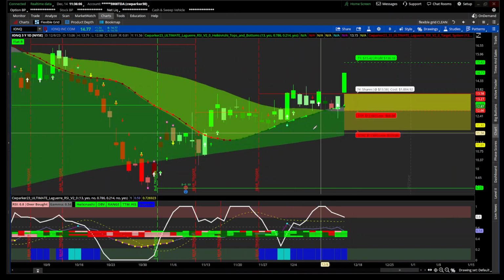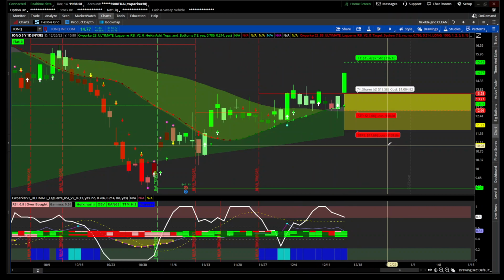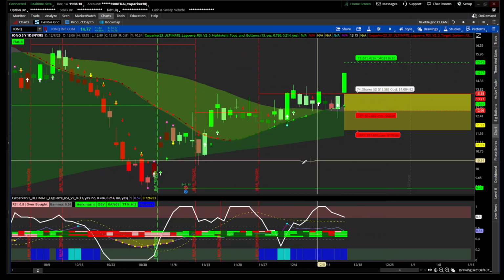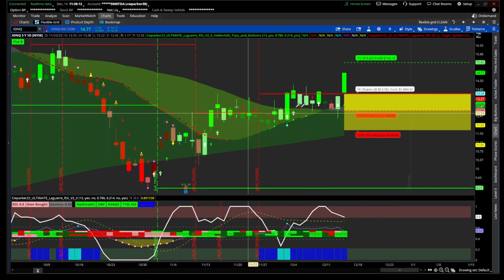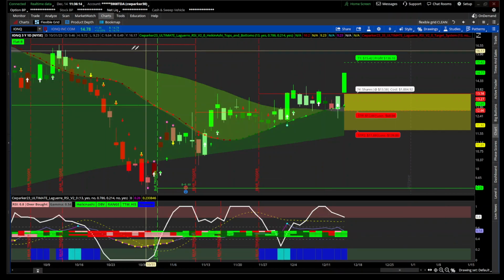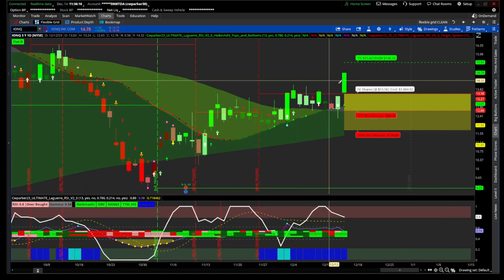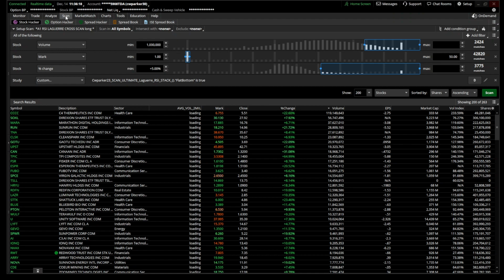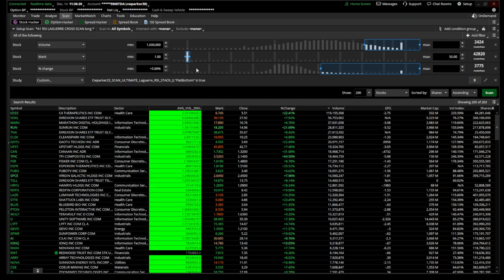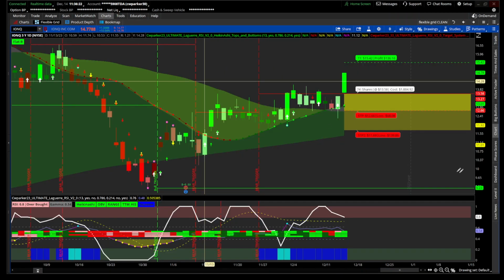But that's the indicator, and this is IONQ breaking above its resistance zone, and it has a flat bottom. So anything with a flat bottom, but anything in that stack indicator, that scanning indicator, you can scan for.